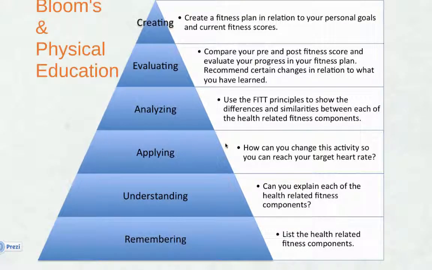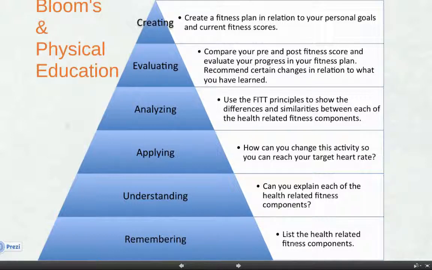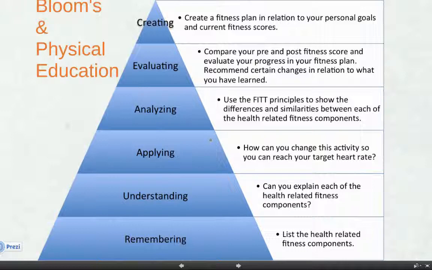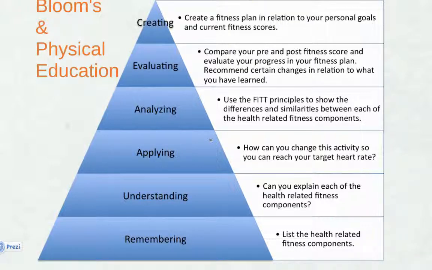More specifically, in Bloom's taxonomy in physical education, we start at the bottom with remembering. This is the basic, where students are just listing health-related fitness components if we're in a fitness unit. The next level up, students understand. They're in that understanding area. So now not only can they list the components, but they can explain each of them. And as they move up into the applying, now they're looking at how they can change the activity that they're working on to reach their target heart rate.